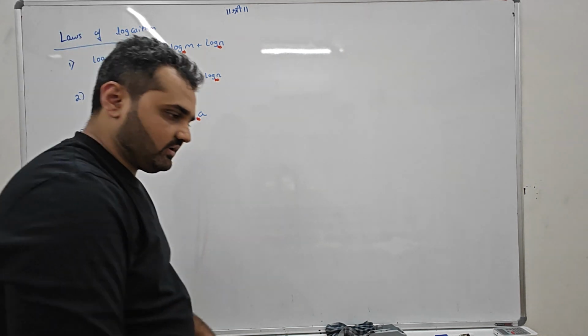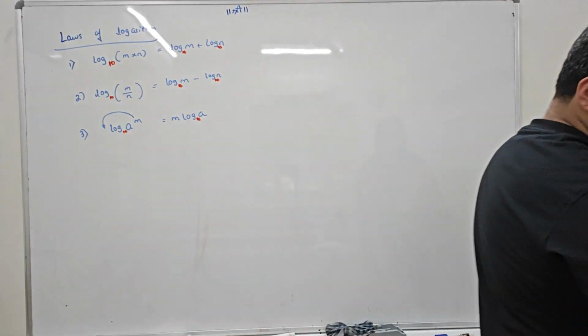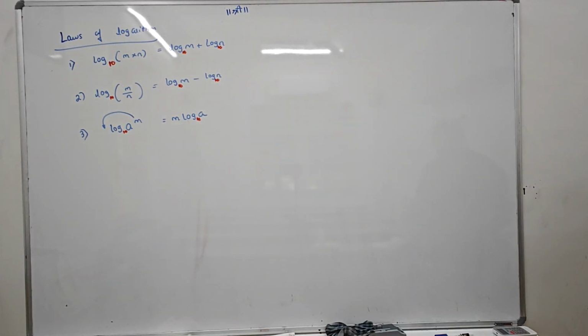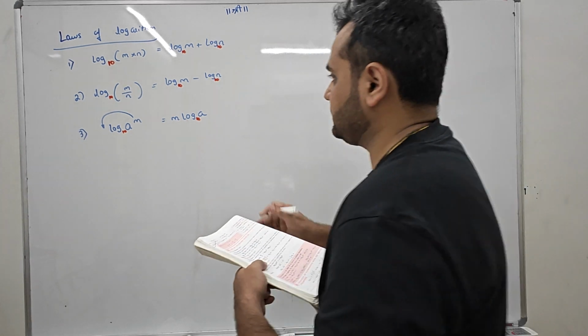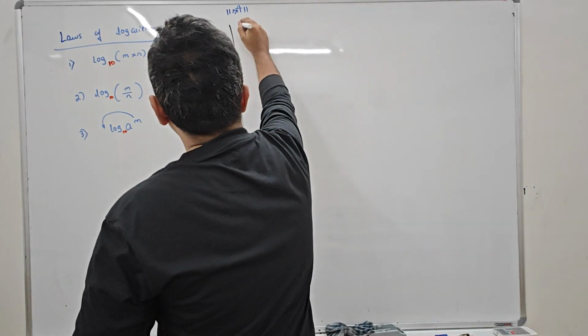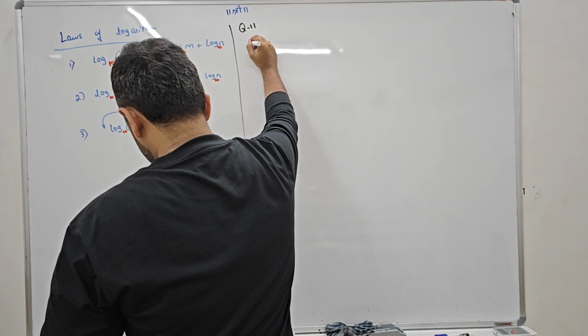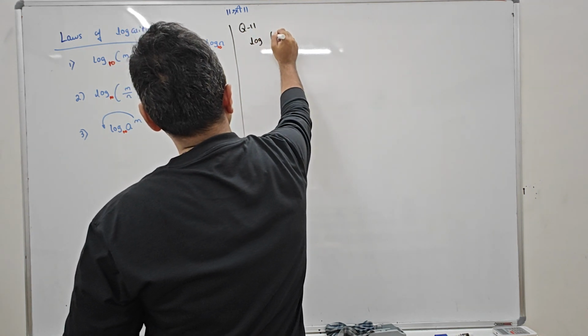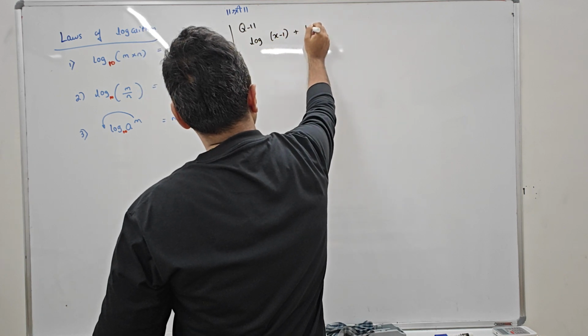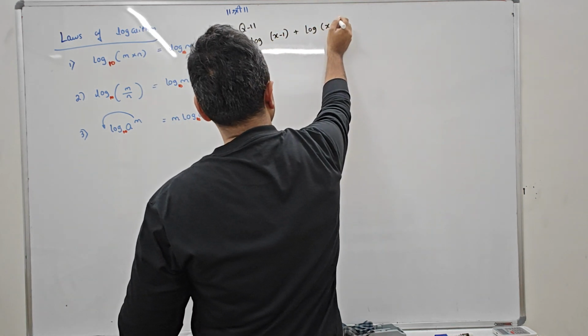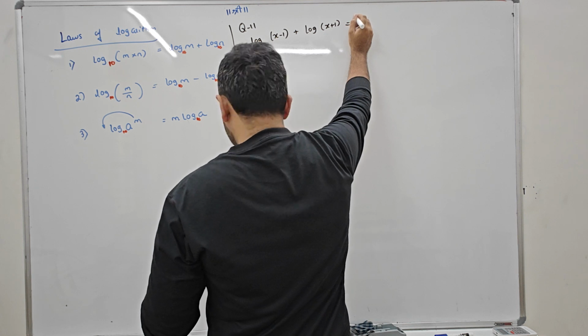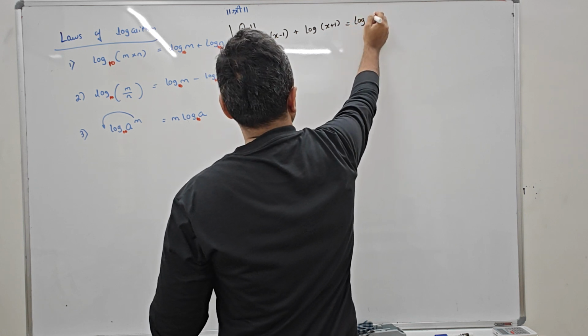Remember this law. It will help us in solving question number 10, question number 11 and question number 12. Let's go. Question number 11: log of x minus 1 plus log of x plus 1 is equal to log of 1 to the base 2.